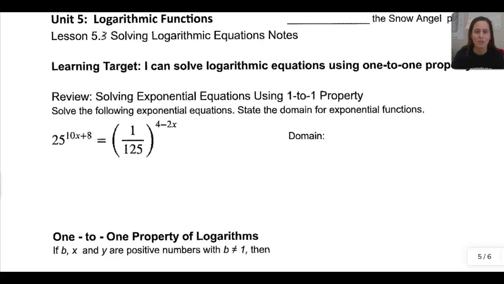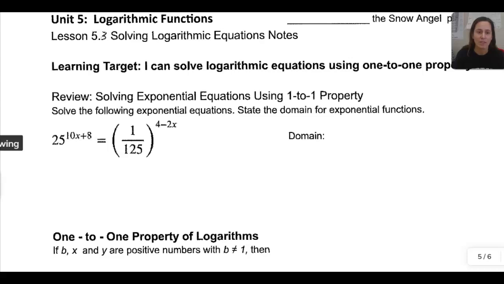Hi, we're going to take a look at solving logarithmic equations using the one-to-one property. We're going to start with a review of how to use the one-to-one property to solve equations. So if we have the bases of 25 and 1/125th, we have to find a common base.